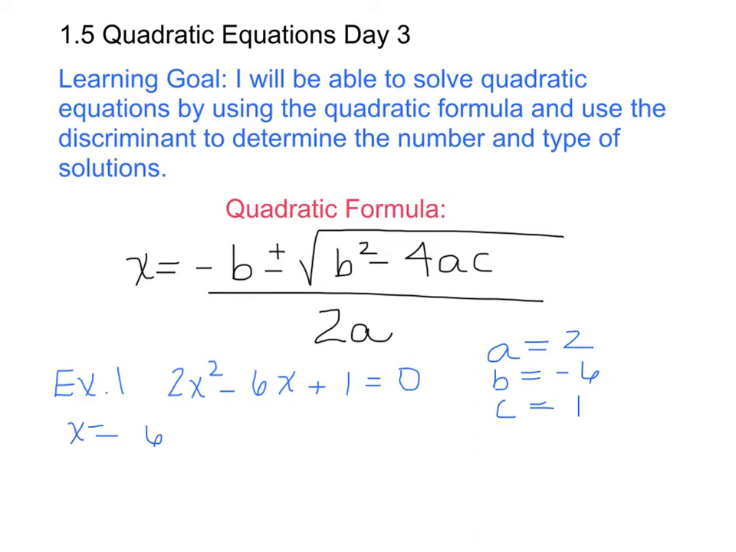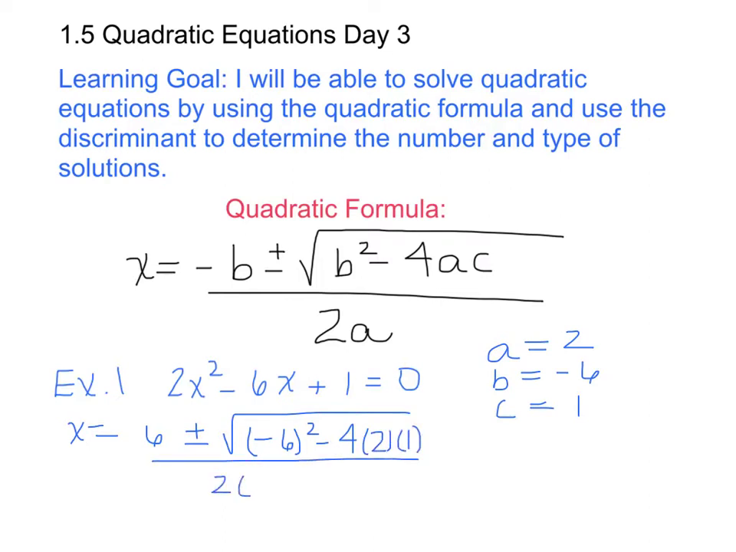So it's the opposite of B, plus or minus. And when you put in b squared, make sure you put it in parentheses. Minus 4ac all over 2 times a.